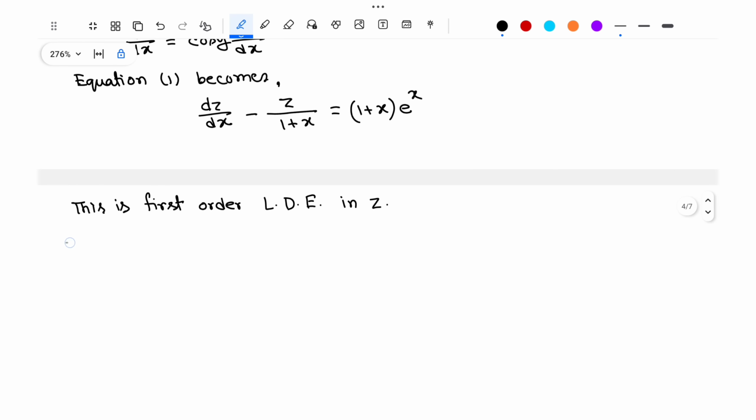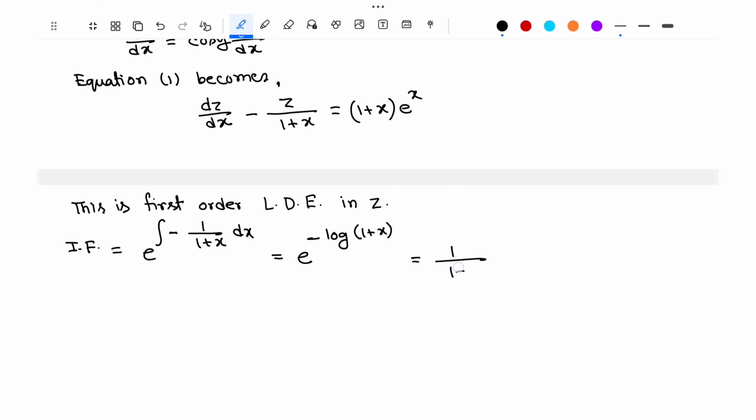So what is the integrating factor? E to the power integration of minus 1 by 1 plus x dx. And what will be the integration? So this is equal to e to the power minus log of 1 plus x, and you are getting this is equal to 1 by 1 plus x.